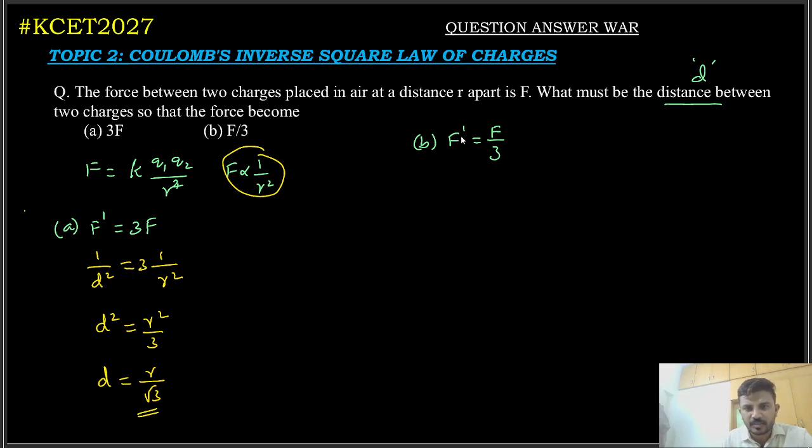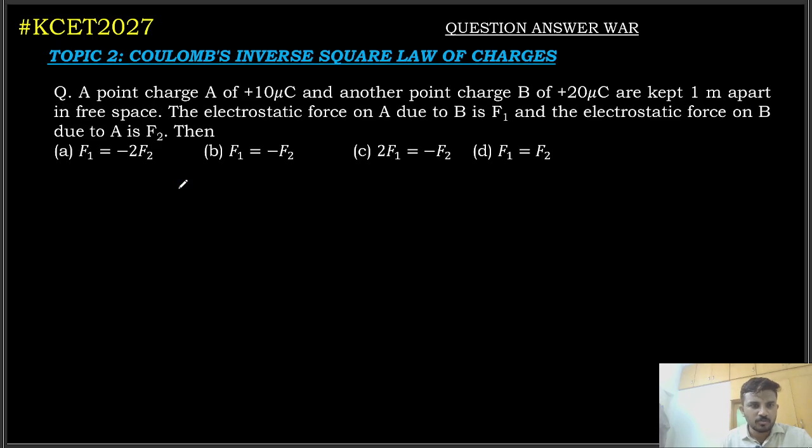Here F is inversely proportional to d square. Here F is inversely proportional to r square. 3 as it is. So d square is equal to 3r square. d is equal to root 3 r. So here the distance should be root 3 times r. Here the distance should be r by root 3. Clear? Moving on to next one.